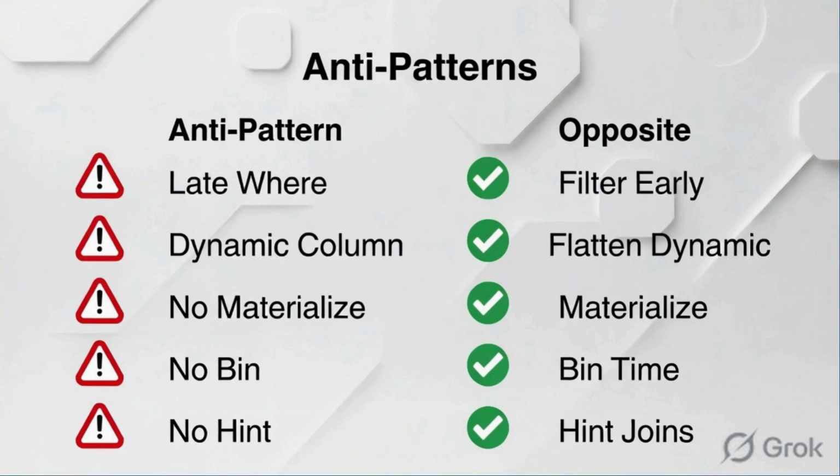The message is clear. Avoid the red traps that silently kill performance. Embrace the green habits that keep queries fast, cheap, and scalable. Spot these anti-patterns in code reviews, swap them for the green opposites, and your KQL becomes production grade, efficient, maintainable, and loved by your cluster.